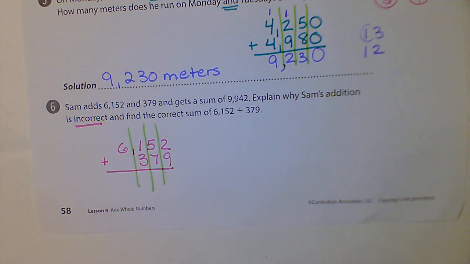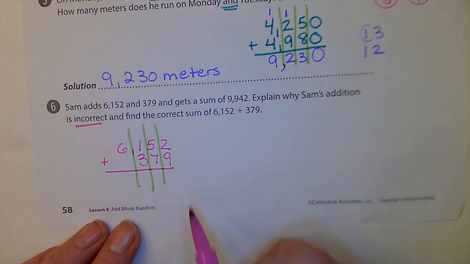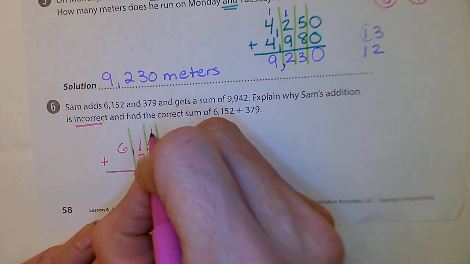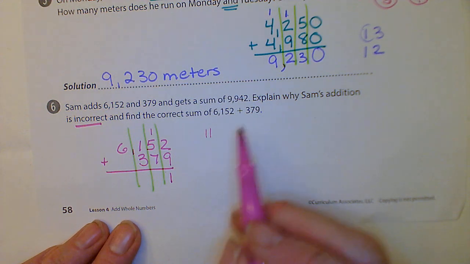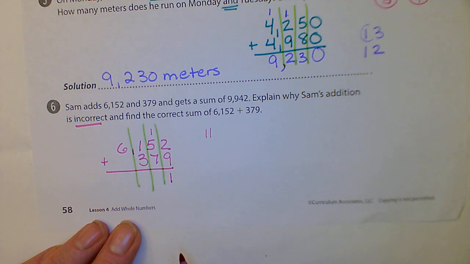All right, so here we go. 2 plus 9 is 11, but I can't just write 11 in here. I have to regroup. Well, there's a mistake right there already. Look at that, he got a 2 there. How did he get a 2 in there? That's bizarre. I don't know.